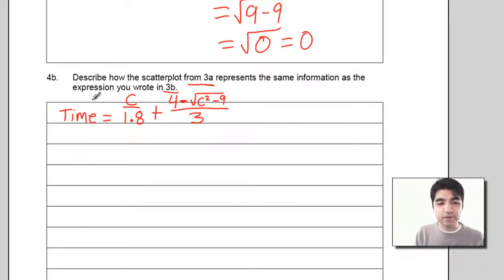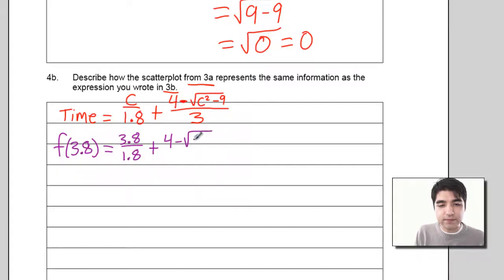So I rewrote the equation in here, and we're going to run the equation for 3.8. And you can pick any point that you want. You could pick a lot easier point than 3.8, but it's just the one I picked. So we got 3.8 divided by 1.8 plus 4 minus the square root of 3.8 squared minus 9 divided by 3. And we want to see if this value equals 2.67, I believe.